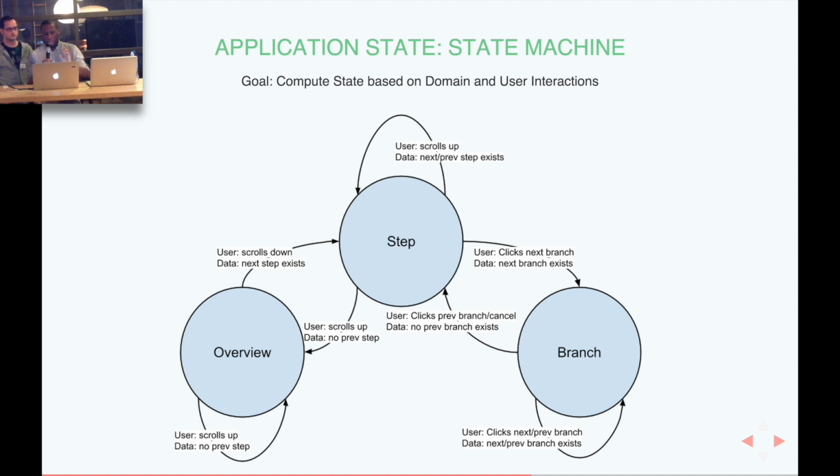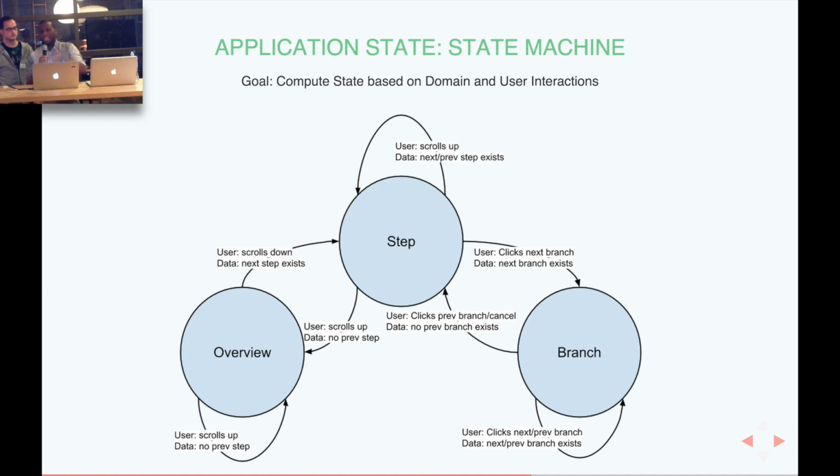These are just the high-level states of the project system. It has a step state, overview state, and a branch state. And you'll see all of these arrows are user interactions based on the current state. So for example, in the step state, if a user were to scroll up and the data says there is a step above the current step that you're on, then you're going to continue to be in the step state. You'll be in a different step, but you're still in the step state. And maybe if the user continues scrolling up and there is no previous step, then they're going to be in the overview state.